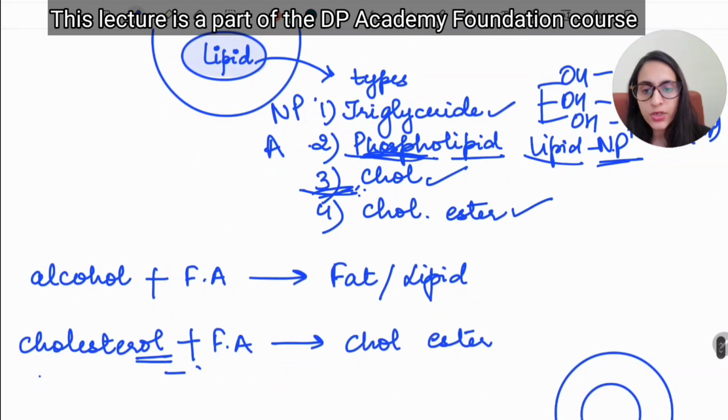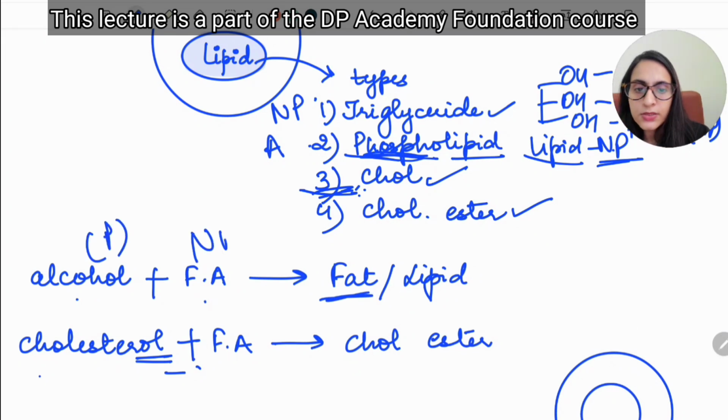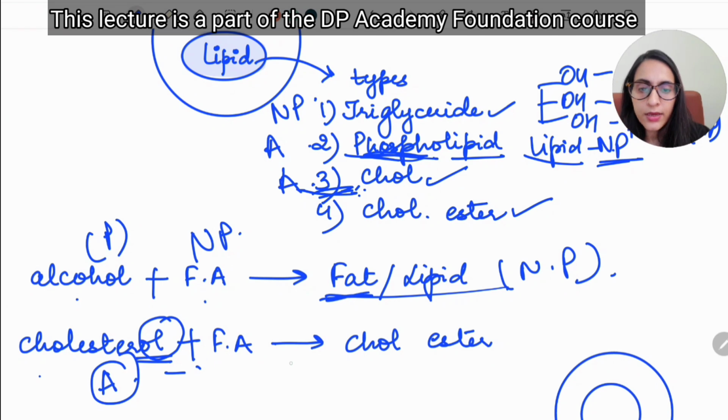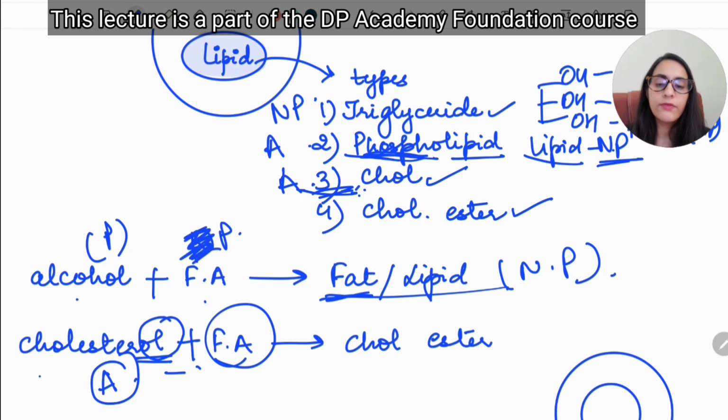Now if you have a look at the structure of a cholesterol ester, alcohol plus fatty acid, that makes it a fat or a lipid. Alcohol is polar, fatty acid is non-polar, so that makes this non-polar. Fat is non-polar. Cholesterol is an alcohol, that is amphipathic. So cholesterol is amphipathic, and if it is attached to a fatty acid, that makes it a cholesterol ester. Fatty acid is also polar, right? Fatty acid is polar, but fat is non-polar, right?